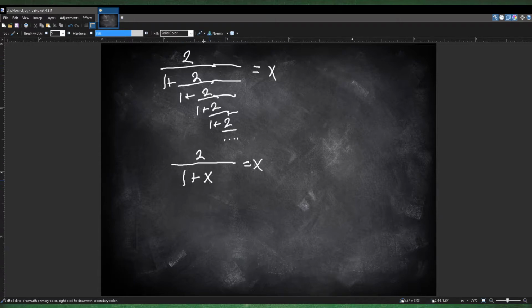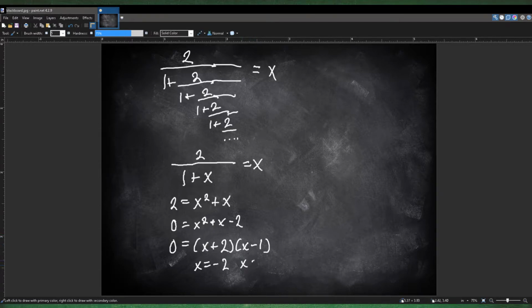So now we have x times x plus 1, so 2 equals x squared plus x, and then we subtract 2 from both sides, so x squared plus x minus 2. That means 0 is equal to x plus 2 times x minus 1 factored out. So x equals negative 2 or x equals 1. And x is not going to be negative 2, because this fraction is a positive divided by a bunch of positives, and a positive divided by positives is always positive. So it can never be negative, and the only one that makes sense is x equals 1.